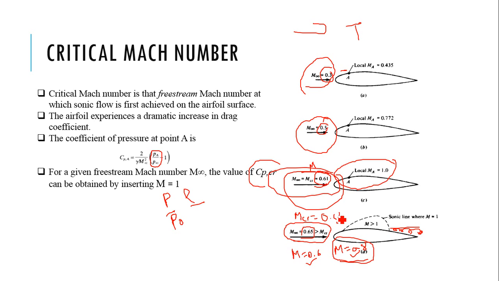Otherwise the drag divergence Mach number will come into the picture, and we will get a large amount of drag over the airfoil due to flow separation. The flow will be like this: somewhere it will be sonic, and after sonic we will get a large amount of flow separation behind the airfoil.